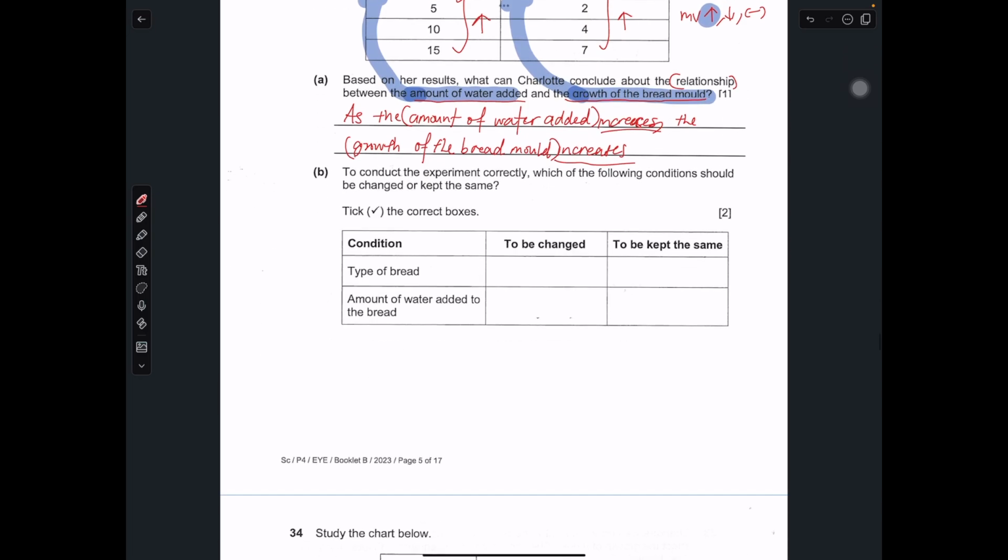The type of bread definitely must be the same. The amount of water must be the change, because this is your changed variable.